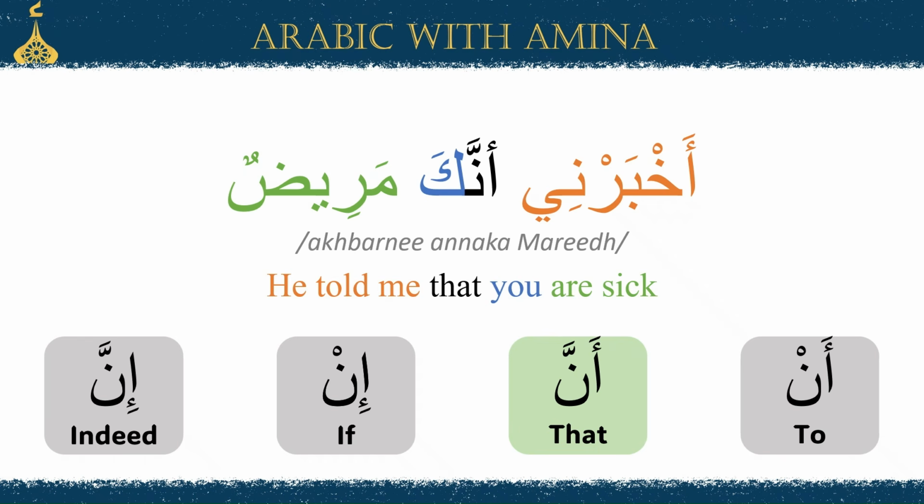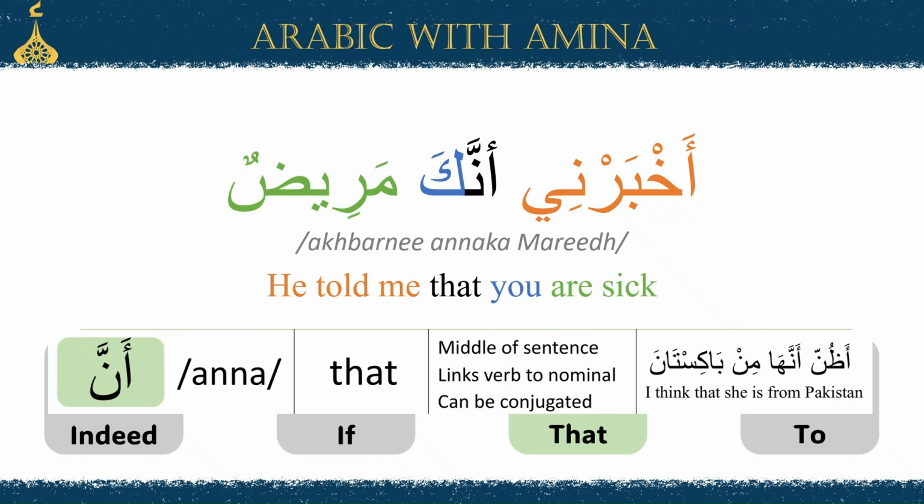أخبرني أنك مريض. How did we know? How did we identify it? Well, let's go back to the chart. Anna comes in the middle of a sentence. Here we can see it. It's in the middle of the sentence. What else? It links a verb to a nominal sentence.